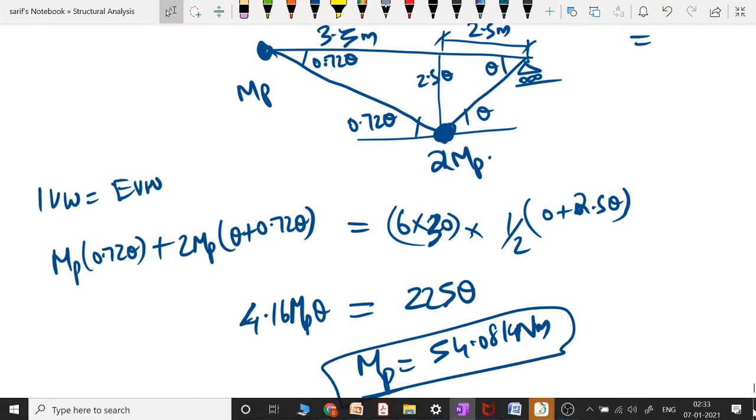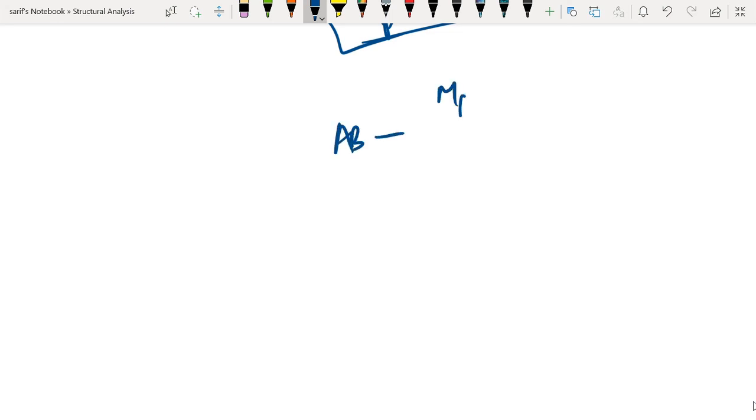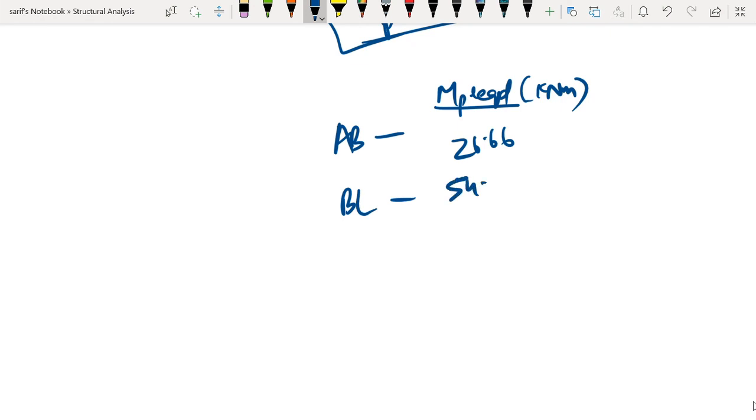So if we try to summarize the results, from mechanism number 1, that is the mechanism for AB, we have got a value of MP required as 26.66, and from the mechanism for BC we got the value as 54.08 kilonewton meter. Always we have to design for the larger capacity, so that all values lower than that will be safe.